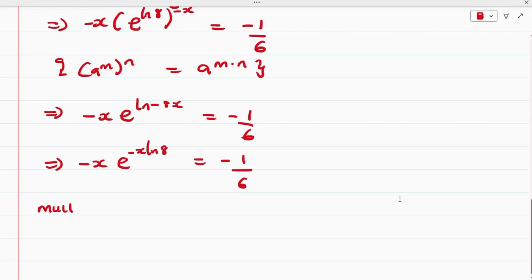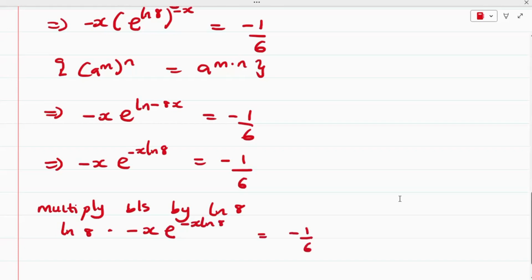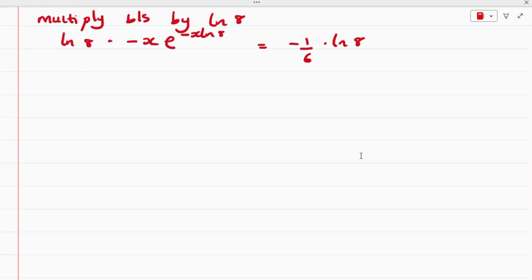The next thing we want to do is to multiply both sides by ln of 8. Multiplying this, we have ln of 8 multiply negative x e raised to the power of minus x ln of 8 is equal to minus 1 over 6 multiply ln of 8. So from here, we have minus x ln of 8 multiply e raised to the power of negative x ln of 8 is equal to minus 1 over 6 ln of 8. So we have this right here, and we have been able to satisfy the right hand side of the equation.